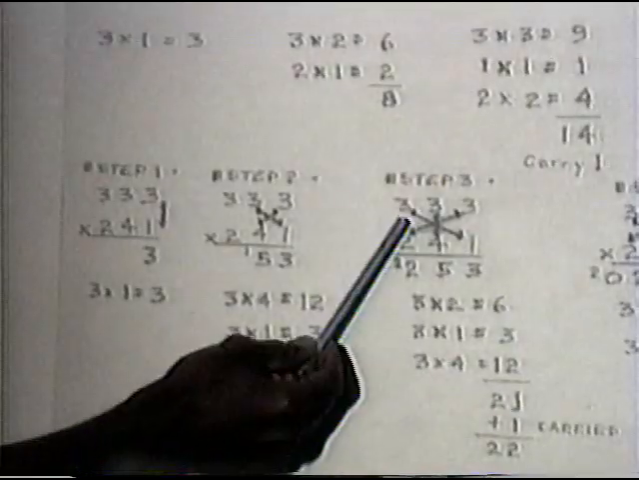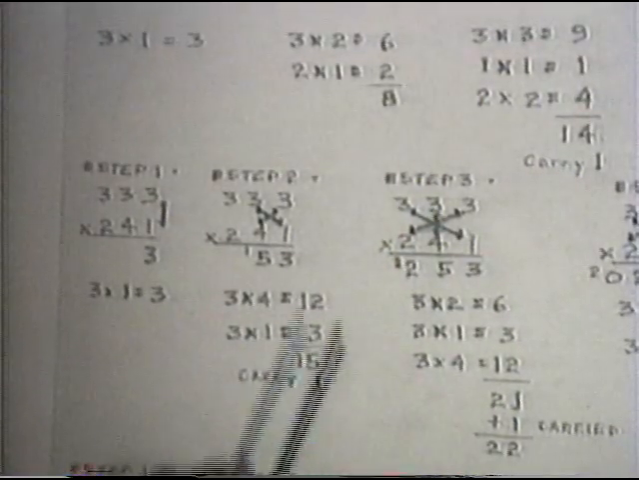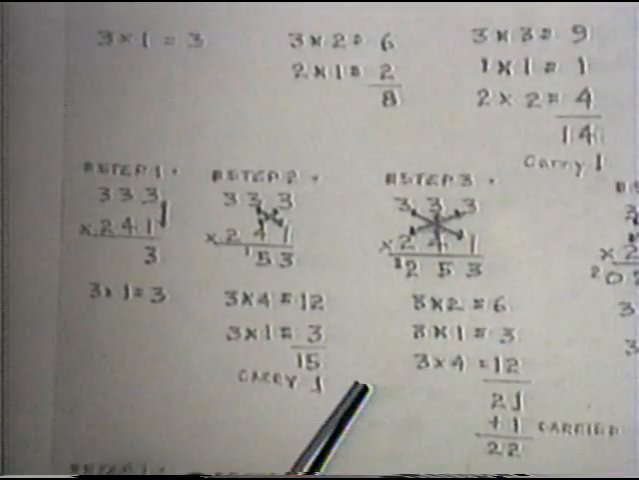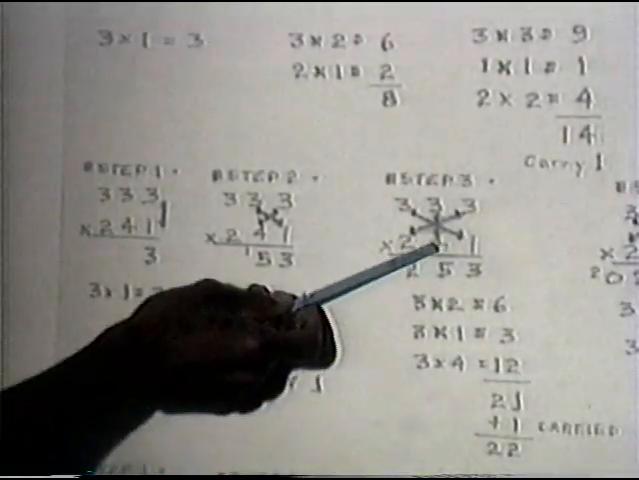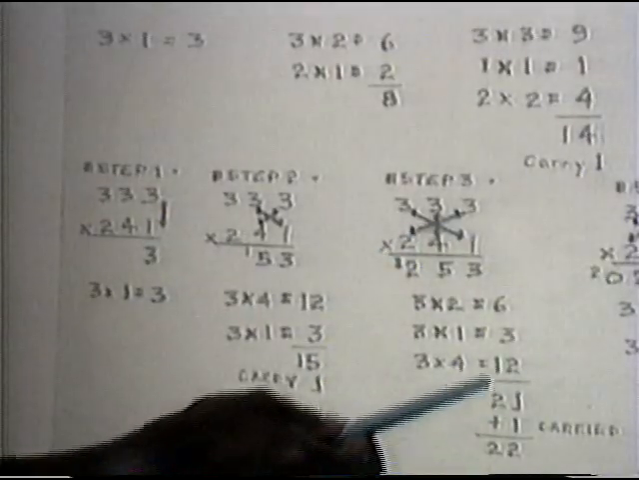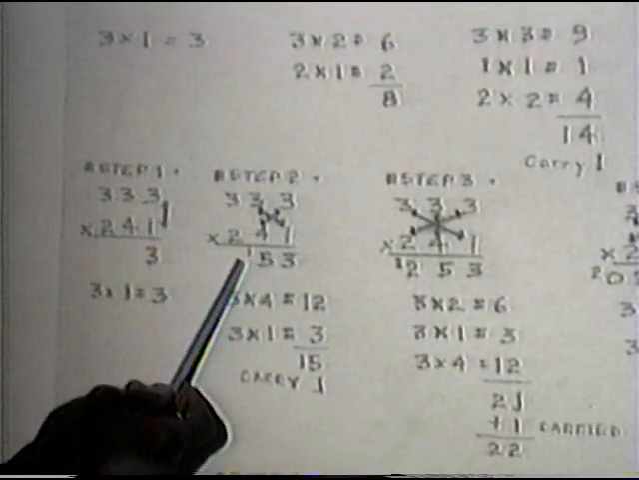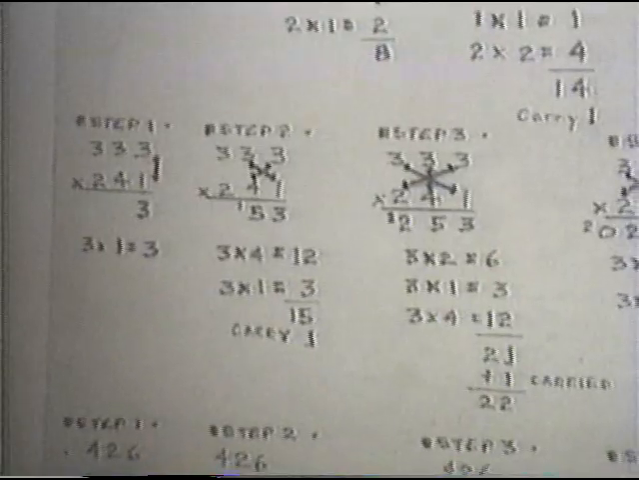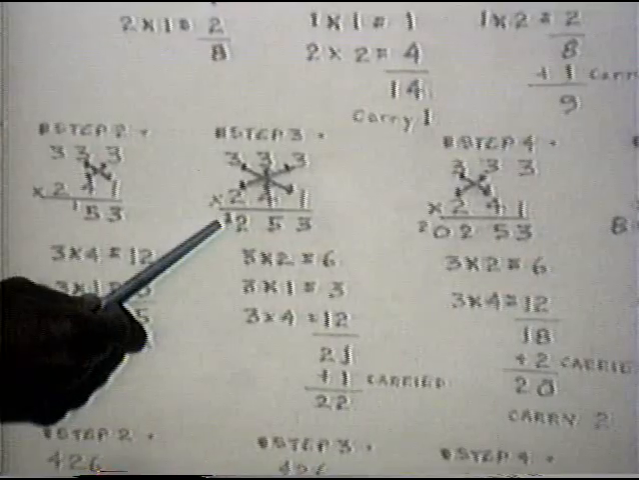Now we're going to do cross multiplication and vertical multiplication. This is our third step. So we're doing 2 times 3, which is 6, and we're doing 3 times 1, which is 3, vertical. 3 times 4 is 12. We add all of them together and get 21, plus the 1 that we carried, which makes 22. That's why we put our 2 here. We're carrying the 2.